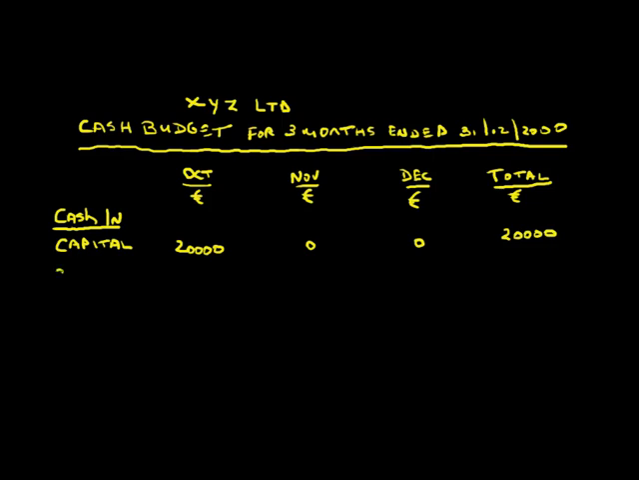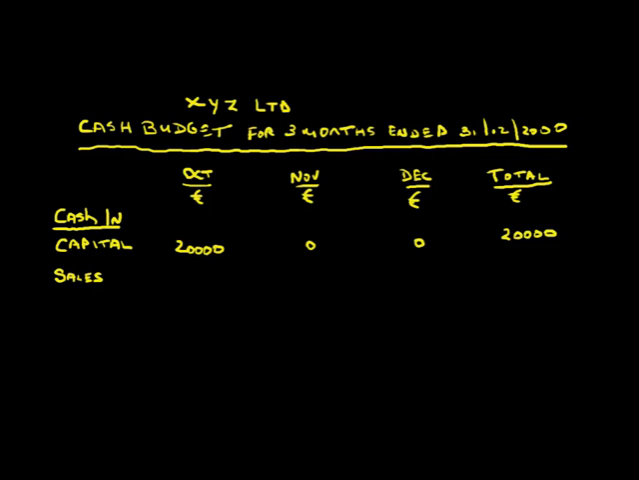And then we're going to sell goods. Now, how much are we going to sell the goods for? We're going to sell the goods for 20 euros. In the first month we're going to sell 1,000 units, second month 2,000 units, third month 3,000 units. So our sales in October will be 1,000 units multiplied by, sorry, multiplied by 20 euros, the price. So our sales in October will be 20,000.